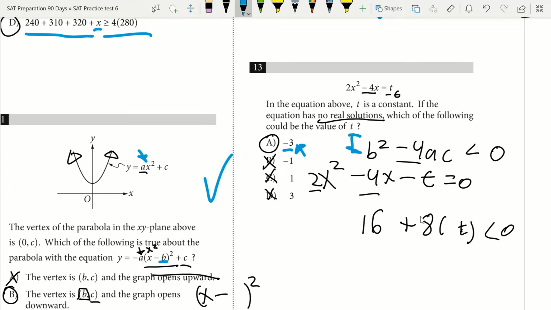All right, so we got b squared minus 4ac. We know that a is 2, so minus 4 times 2 gives me minus 8. Then my c value, I see I have negative t. If I have negative t, then if t is negative 3, that's going to give me a positive 3, which means I'd have negative 8 times positive 3, which is negative 24. B squared, b is negative 4, so that'd be 16 minus 24, that's negative 8, that is less than 0, so that's correct as well.